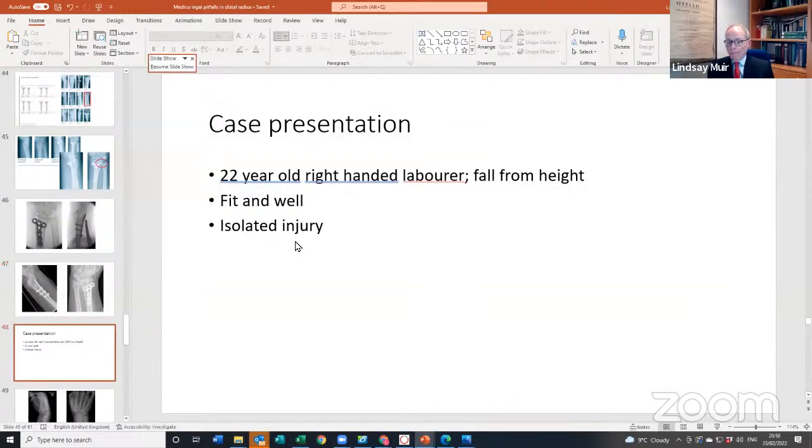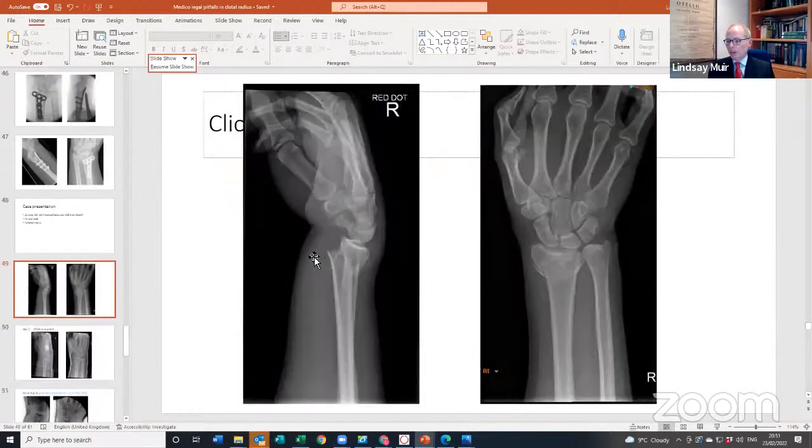So those were all cases from medical legal practice. I wonder if we might just summarize all of those points by showing you one of my cases. So it's only myself to criticize, and feel free to critique at the end. A 22-year-old lad, straightforward, fit and well, falls from significant height, has one isolated injury of distal radial fracture.